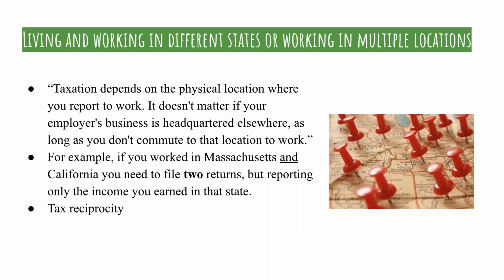It ends up coming out to three because you file a federal return and then a state return. However, in this case, you've worked and lived in two different states, so you need to file three different returns: a federal return, a Massachusetts return, and a California return. So you only report the income that's earned in that state.